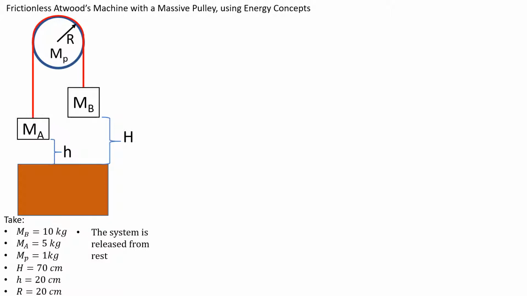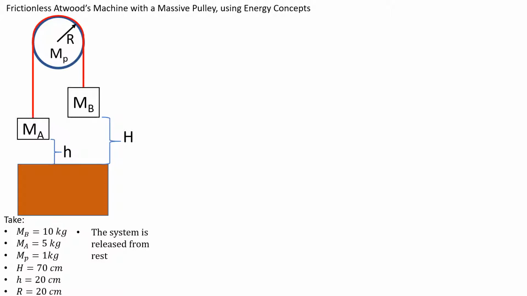And in this case, we're dealing with an Atwood's machine where the pulley also has mass, which means that it has some inertia to it, so the whole system will move slower than if the pulley did not have any mass. For this video, we're going to be using some real numbers.